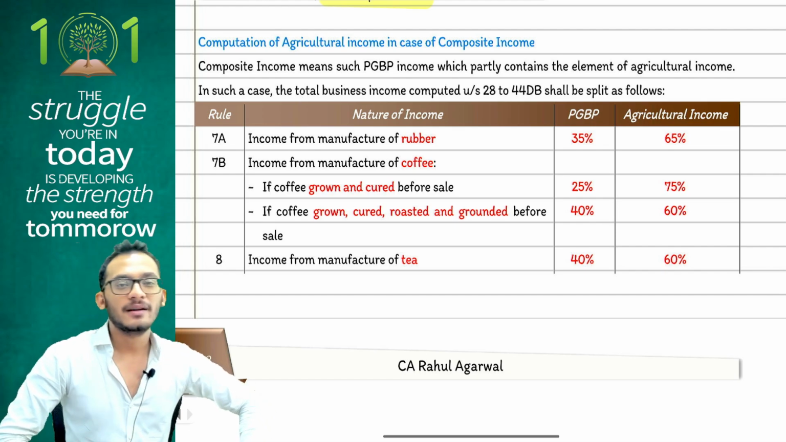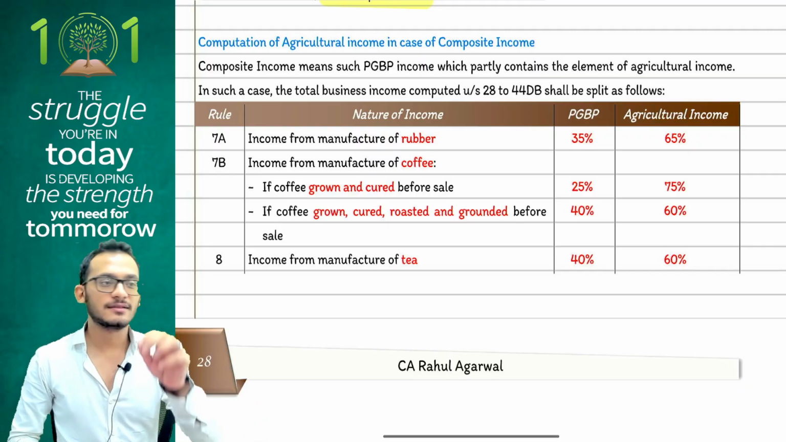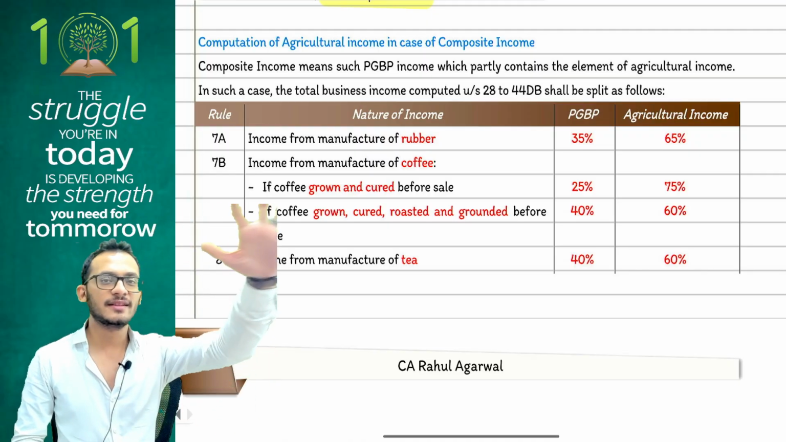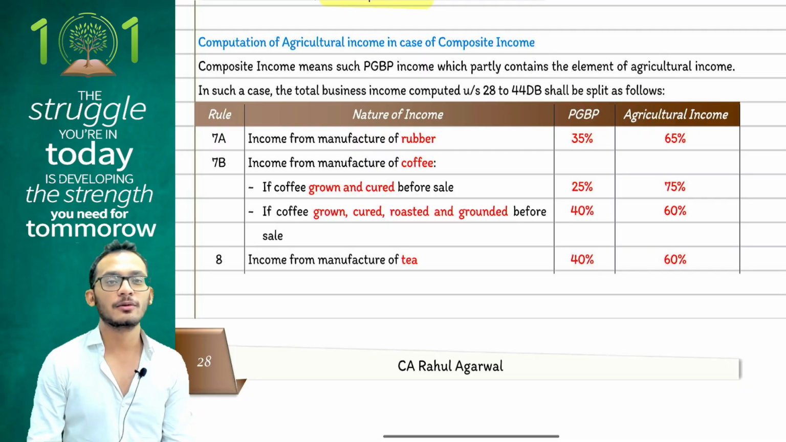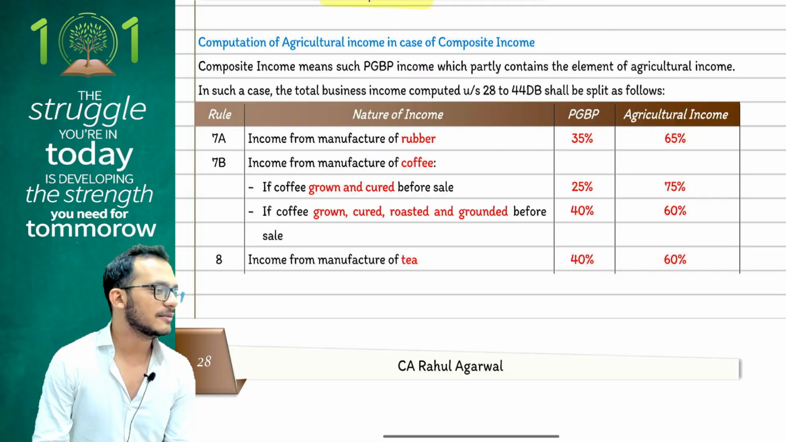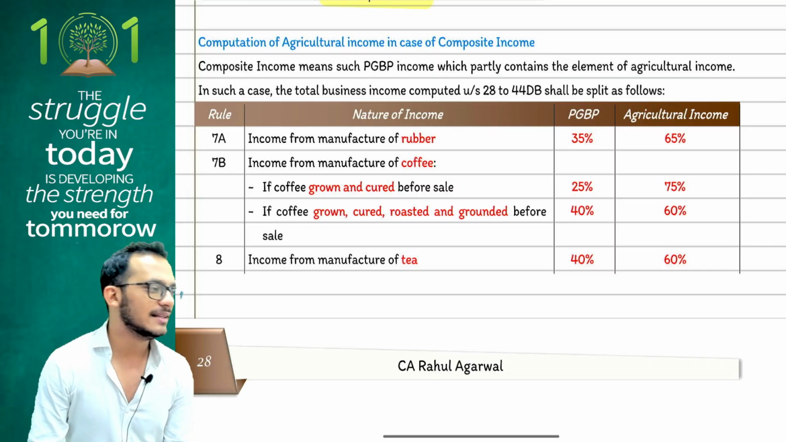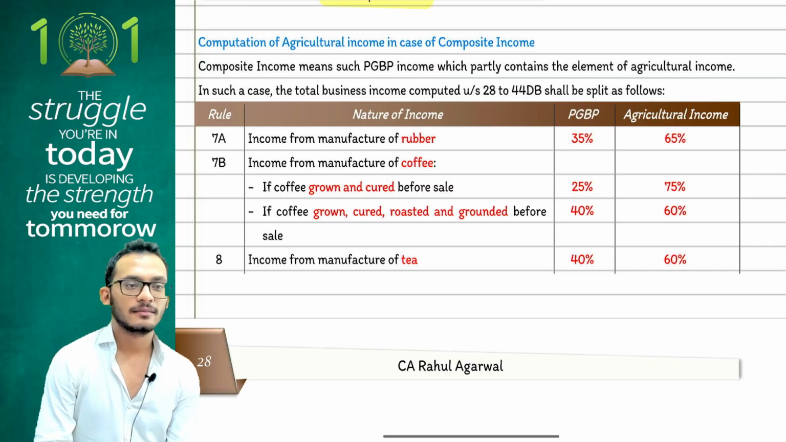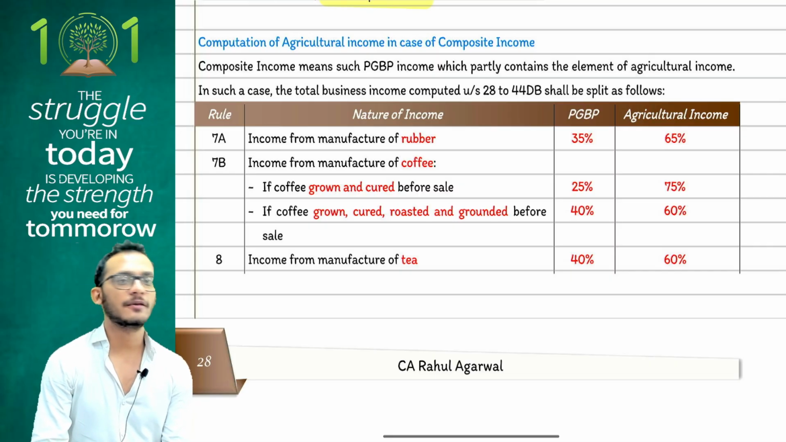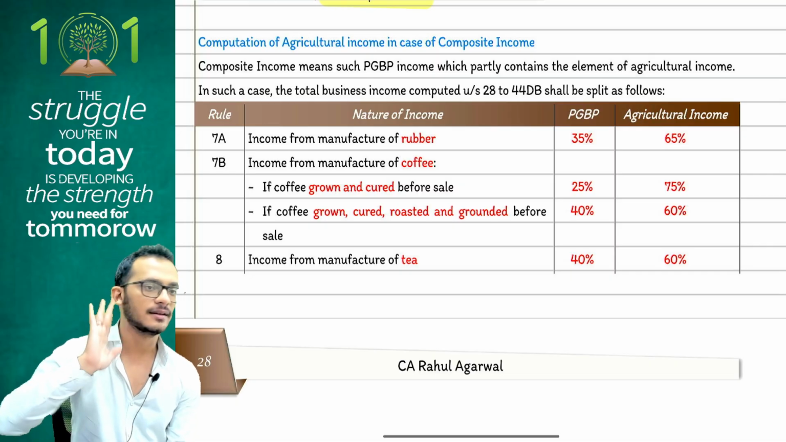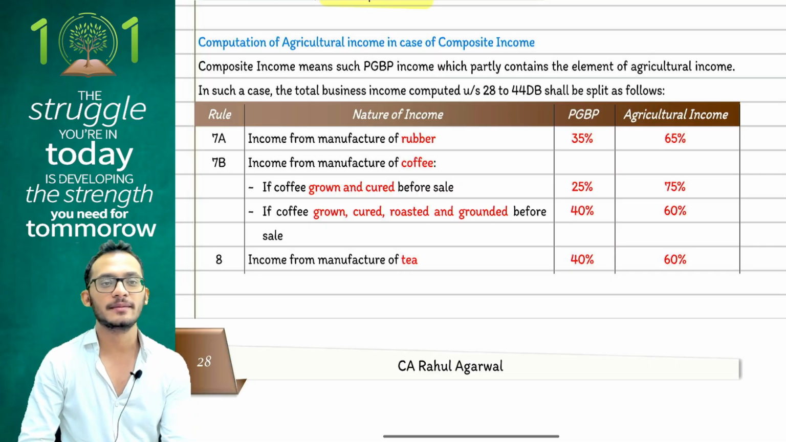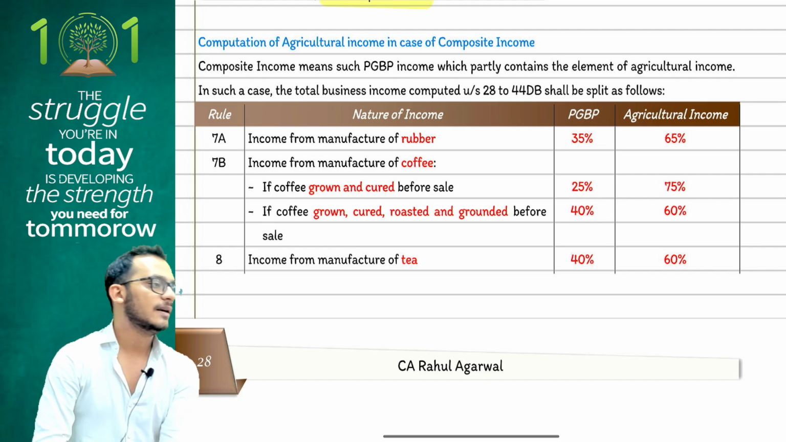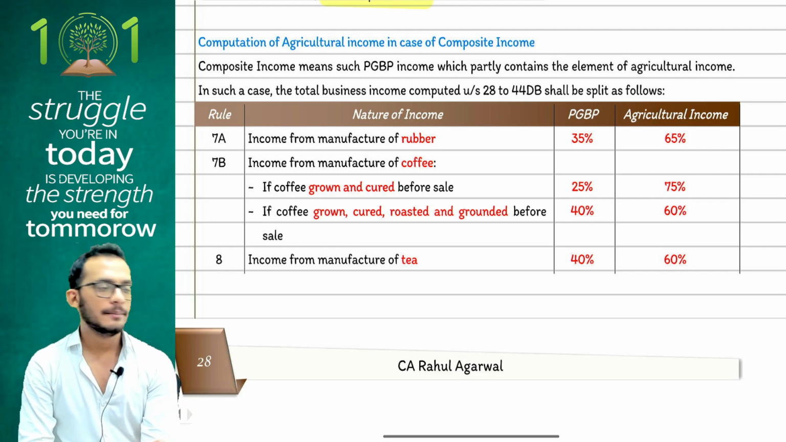Any doubts? Now, people, one confusion which happens in classes normally, and in exams very frequently, is that they remember 35-65, they remember 25-75. Exam में suddenly hit होगा. Which one is 25, which one is 75, which one is 35, which one is 65? Very simple. Always the higher goes to agriculture. Which means if you're confused in exam, Rahul, 40-60, 60 is agriculture. The highest goes to agriculture, the smaller remains with PGBP. Are we making sense? Yes, be careful on that.